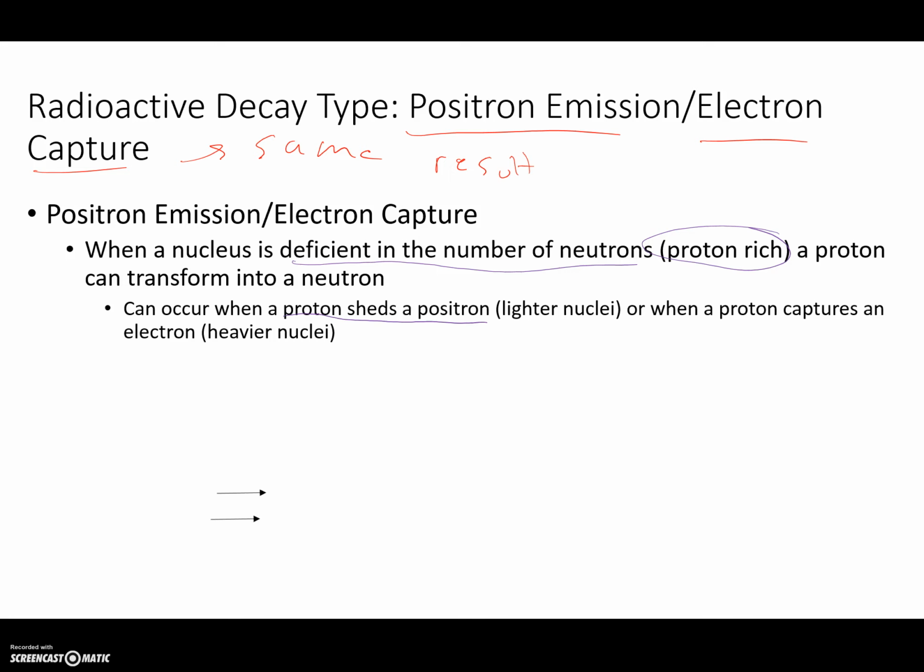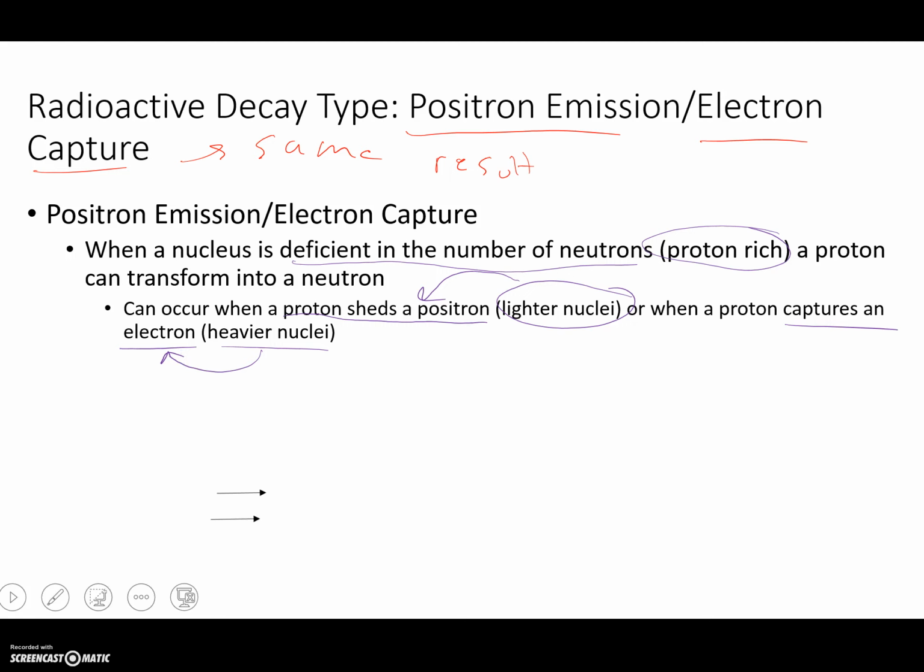A positron, like an electron, has essentially 0 mass, right? So that proton loses a positron, it becomes neutral rather than having that positive charge, but the mass stays the same, all right? Or we can capture an electron. If we have a smaller atom, we're usually going to get rid of a positron. If we have a bigger atom, we're usually going to capture an electron. So lighter ones shed a positron, heavier ones capture an electron.